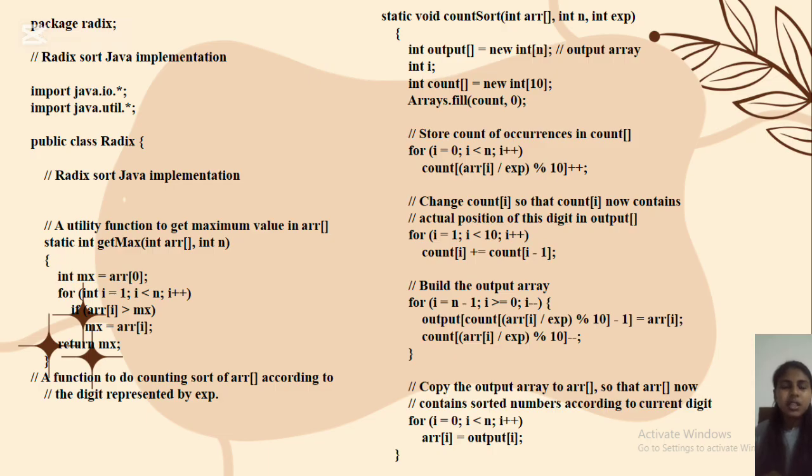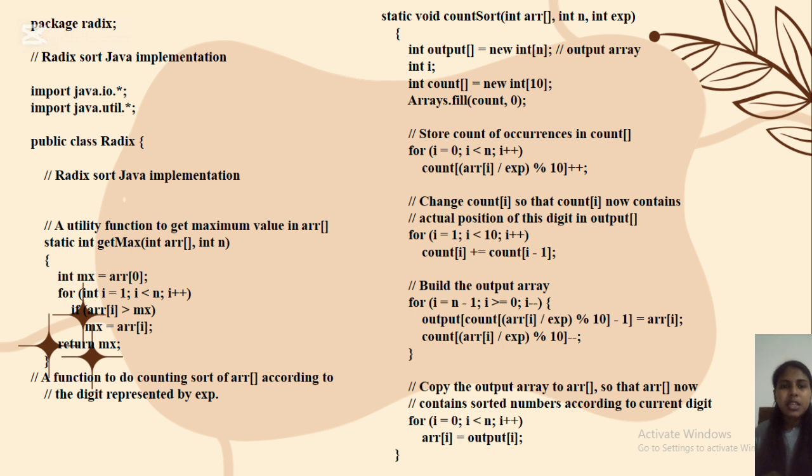There is a class called Radix. To get the max value, there is a utility function. It declares a static method called getMax to find the maximum value of the array. There are two parameters called array and n. They are integer values.